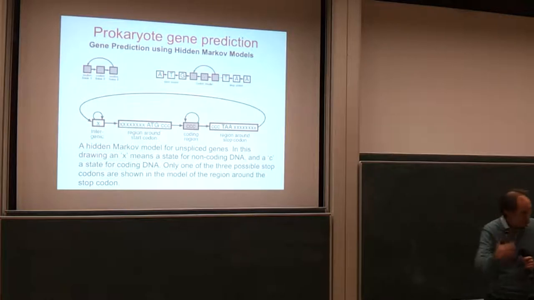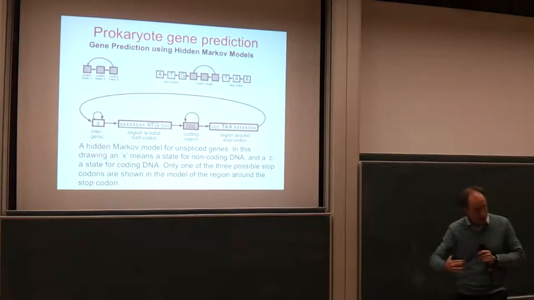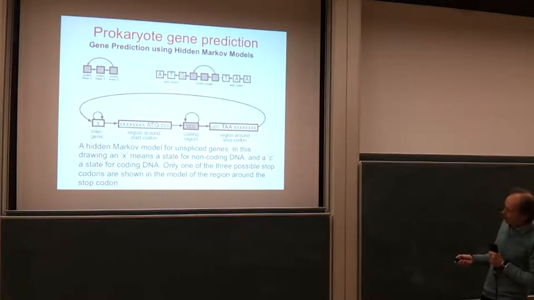Certainly, Markov principles, so if you think about making some rush, maybe, there are some people who use Markov technology and try to do that. No guarantees for this. Okay, so this is a hidden Markov model for unspliced genes here.